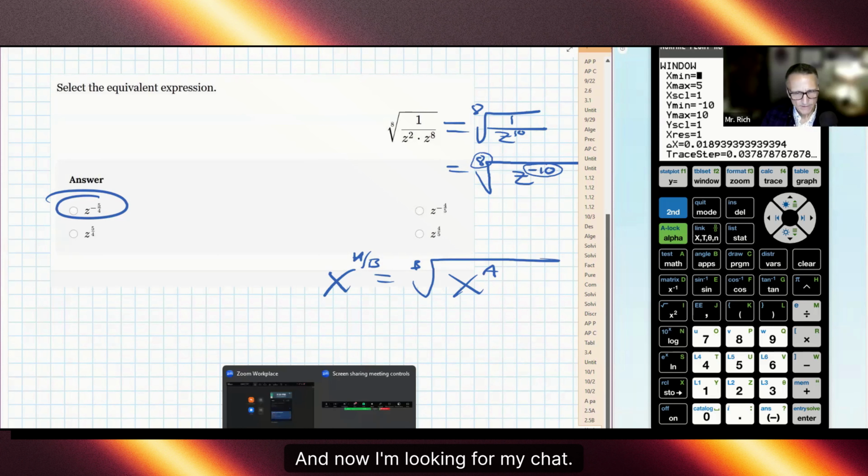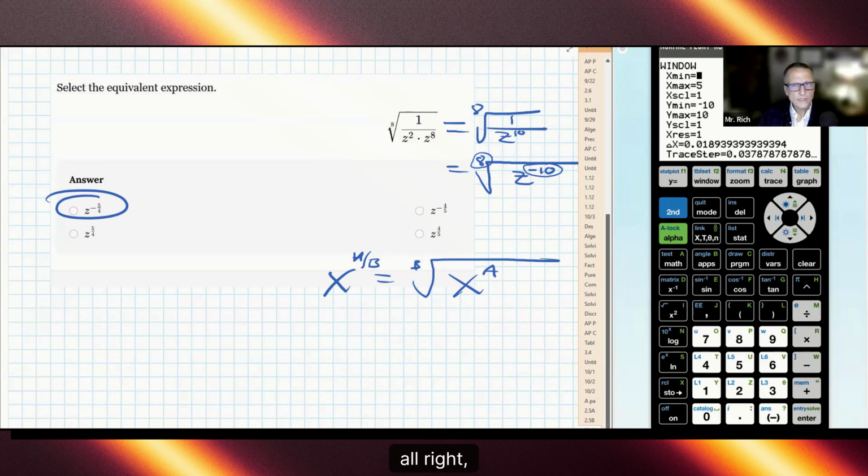And now I'm looking for my chat. Okay. All right. Let's do a little bit of practice on Calc 41, 42. All right, let's do some problems here. It looks like you sent me a Delta Math something or other, but it's not coming through. I think you might have to take a screenshot of it.